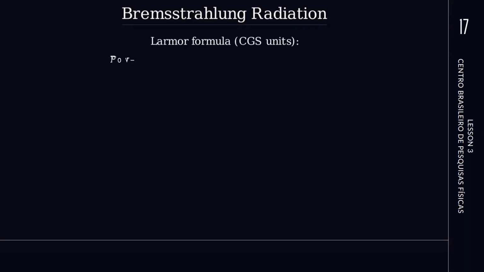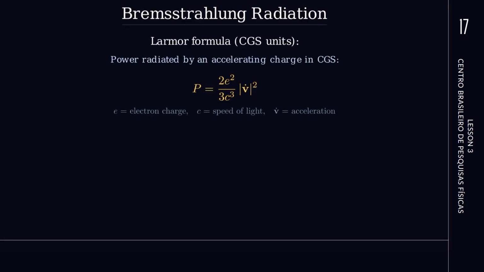Okay, so the Larmor formula in CGS units, as we saw in the previous classes, is this one. This is the acceleration, the electron charge, the speed of light.